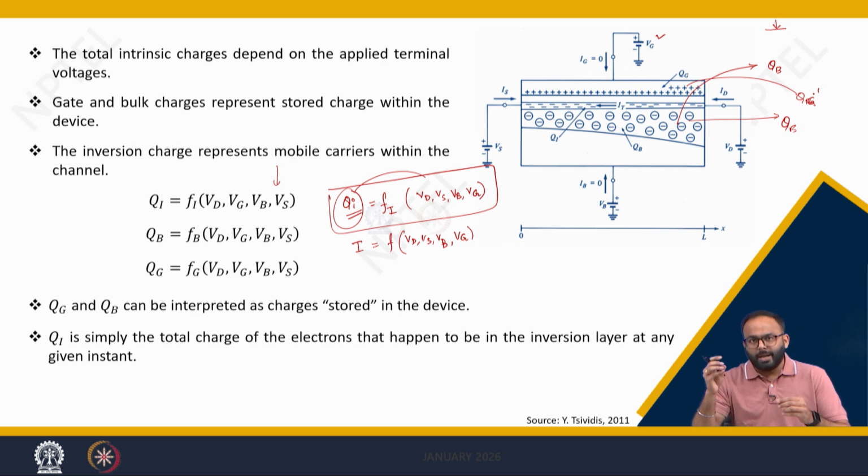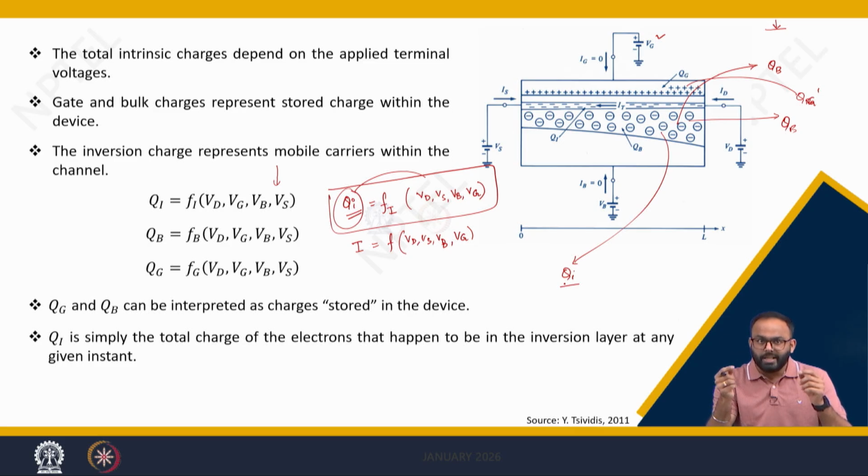Meaning, when you apply the DC voltage in the steady state, Qg is applied in the gate. In response to Qg, Qb will come, and this can be considered as stored charge in the device. However, Qi is not a stored charge. Inversion charge is the moving charge between source and drain. When you apply Vg, inversion happens.